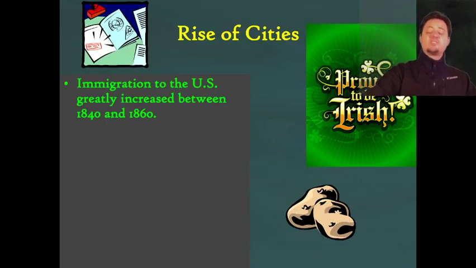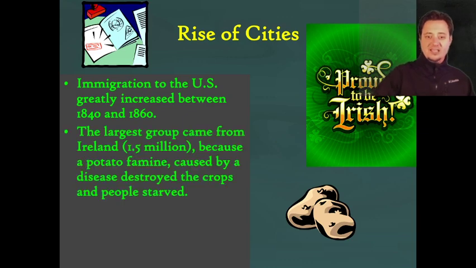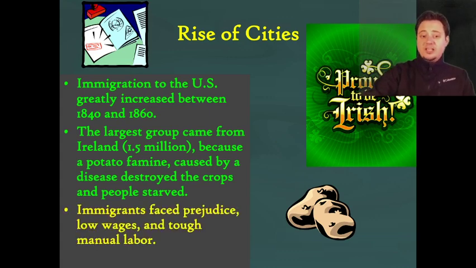Of course, cities were exploding during this time. In fact, the U.S. greatly expanded between the years of 1840 and 1860. The largest group to come over here was the Irish during the 1840s because of a huge potato famine which destroyed their crops, and people ended up starving so much they came to America to escape the miserable conditions in Ireland, which leads to the rise of the Irish in places like New York, Boston, and Chicago, where many groups of Irish reside to this day. So cities really did explode.